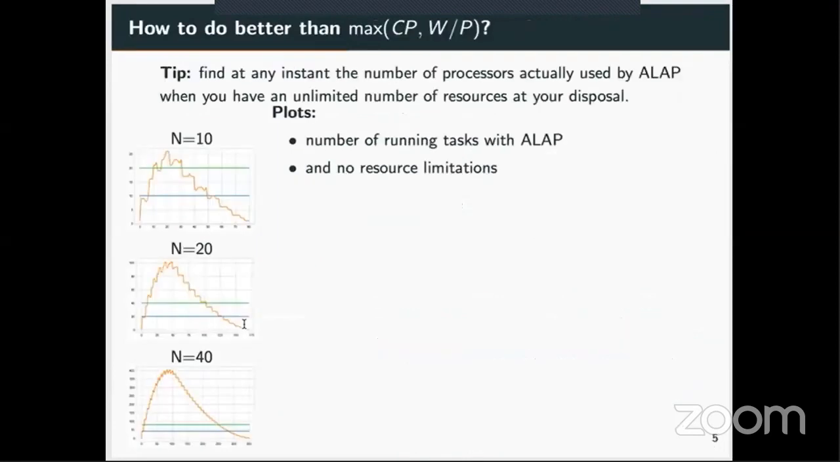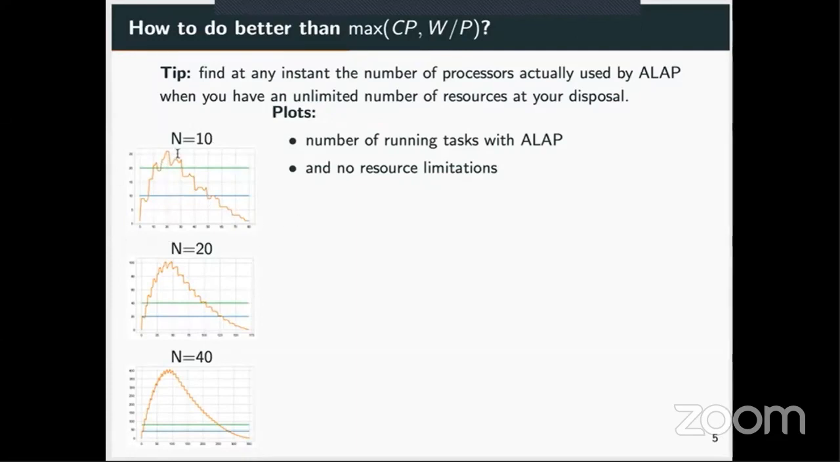So how to obtain a better bound than the trivial bound? The idea will be to analyze carefully the number of tasks running simultaneously in the ALAP schedule without resource limitation. So here in orange, that's what is depicted. Here you have the time, and here you have the number of simultaneous running tasks. So if you have more than, for instance, 30 processors in this case, then you have in fact no resource limitation, and you can achieve the optimal time.